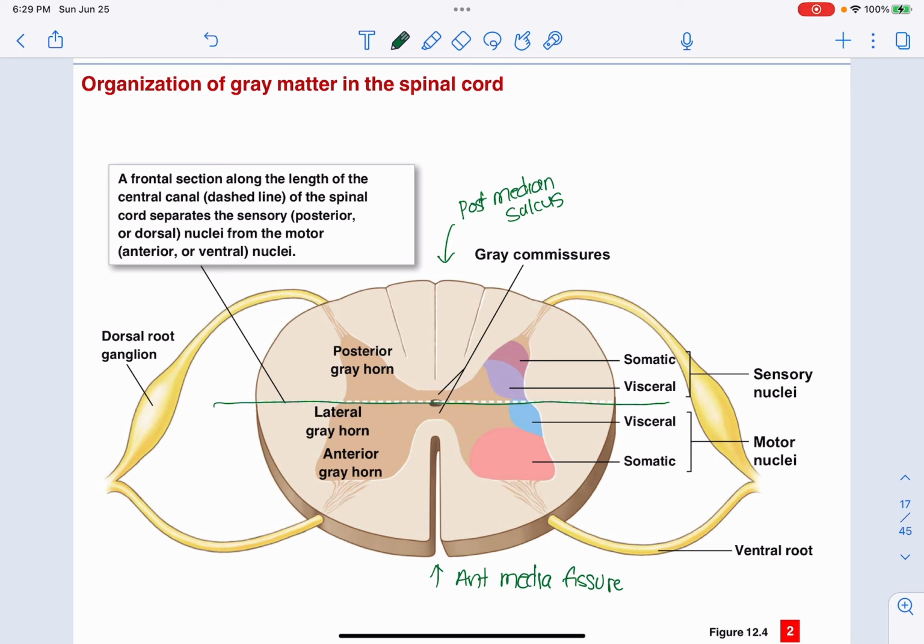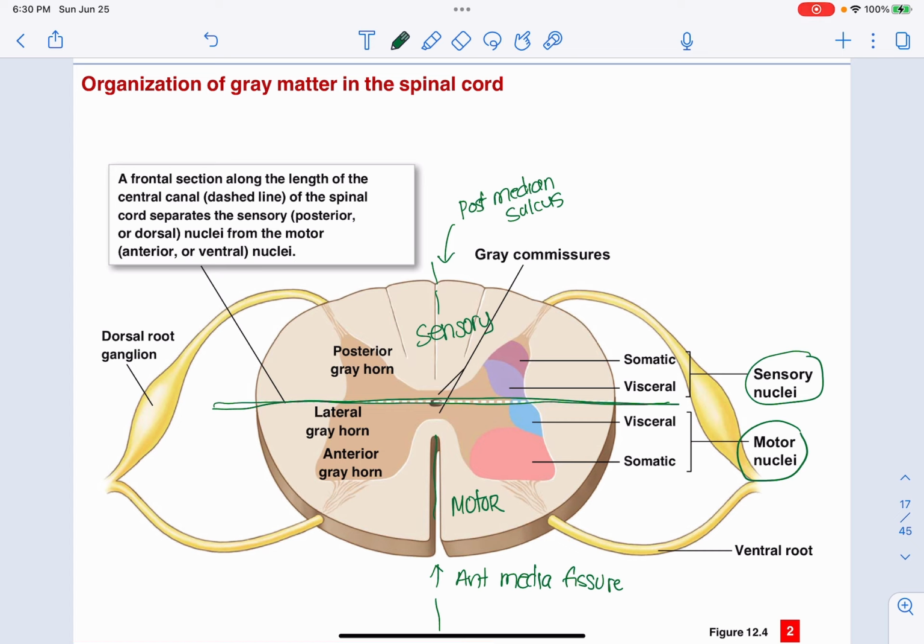So everything on the posterior side is sensory information. So everything here is sensory, and everything on the anterior side is motor. Okay, you can see that here. And we can also divide, so that's this dividing line here. We can also divide it into left and right. And remember, we talked about when the left and the right side communicate with each other, they're going to communicate through the gray commissure if it's gray matter, and the white commissure if it's white matter.